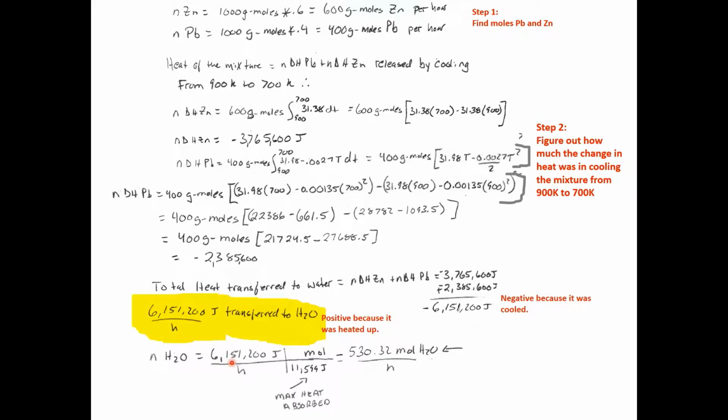This is another instance where the units of the problem basically have you solve the problem, so it kind of works itself out. We start off with joules per hour. We're given the sensible heat of water at 450 K, which is our max temperature. So that's the maximum amount of heat that we can absorb, 11,599 joules per mole. And we just cancel the units out and figure out how many moles of water per hour are needed to make this process work. So, 530.32 moles of water per hour.